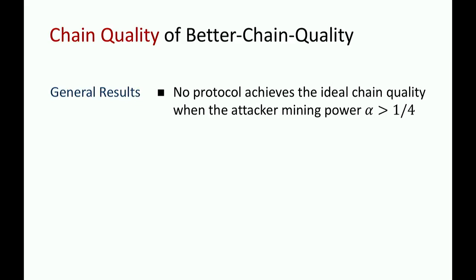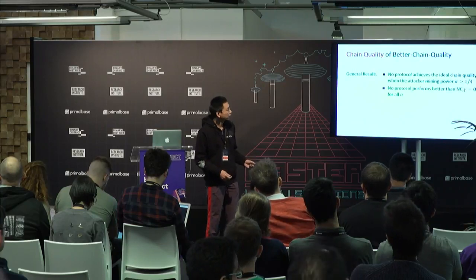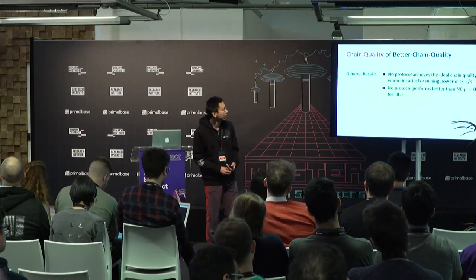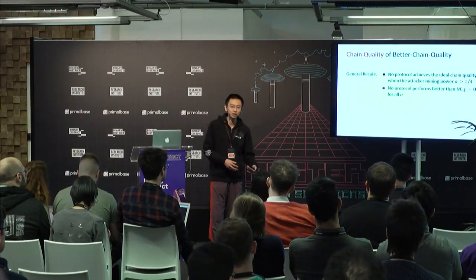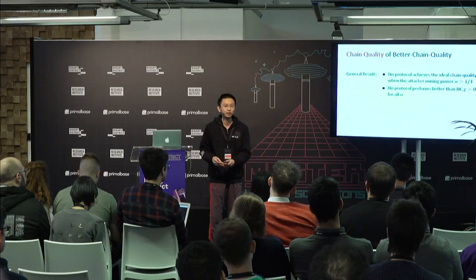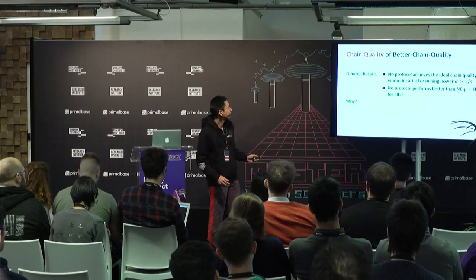So here are our general results on better chain quality protocols. No protocol achieves the ideal chain quality when the attacker mining power alpha is more than a quarter. As long as the attacker controls more than one quarter of the total mining power, it can always gain more block rewards than its mining power share. And no protocol performs better than Nakamoto consensus gamma equals 0 for all alpha values. So you may perform better than Nakamoto consensus for a certain parameter, but you're not going to outperform Nakamoto consensus for all the parameters. Why is that?